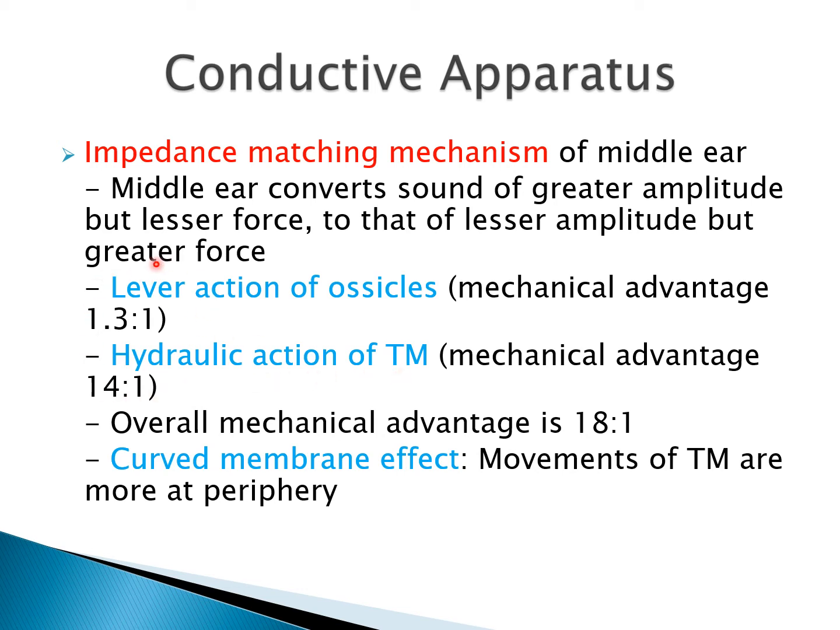So if we multiply these two ratios, it gives an overall mechanical advantage of 18 is to 1. And the curved membrane effect, I told you that movement of the tympanic membrane is more at the periphery. So all these things combine to give the mechanical advantage of around 18 is to 1.